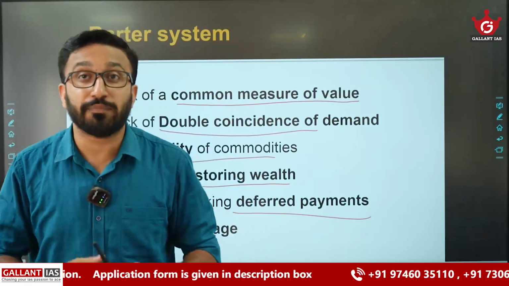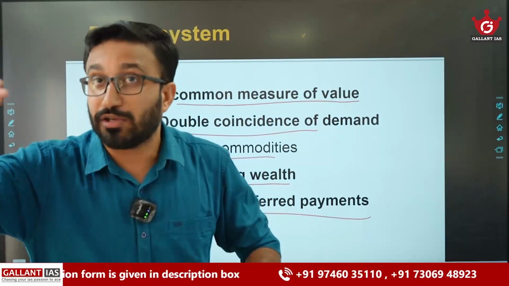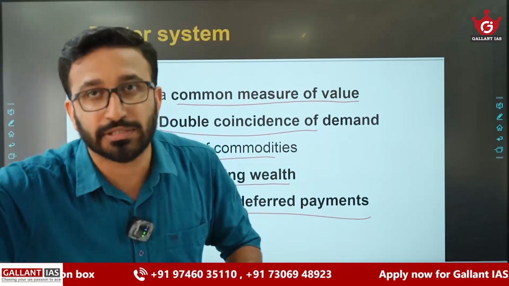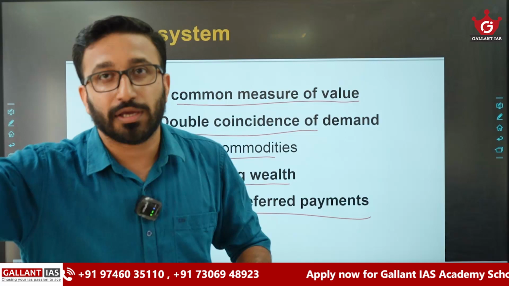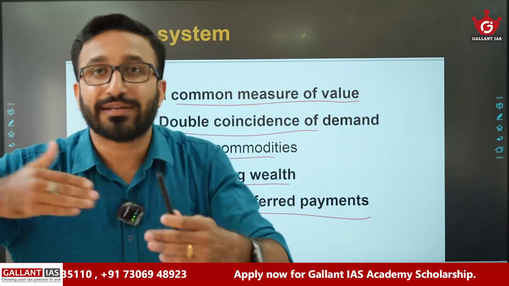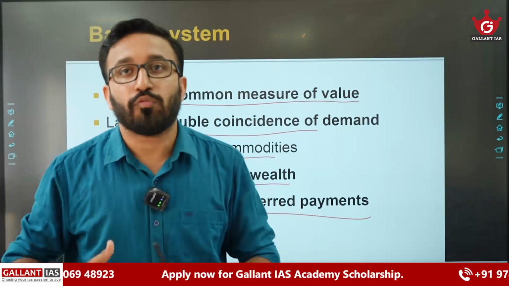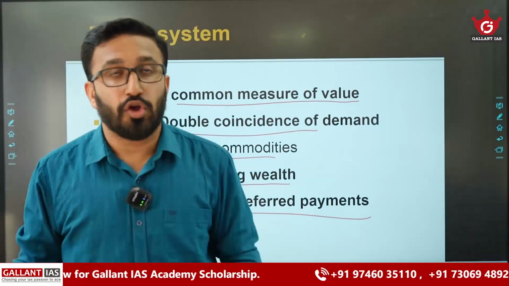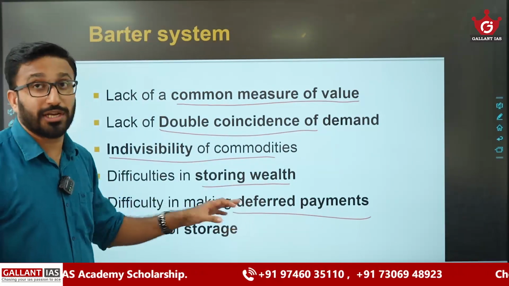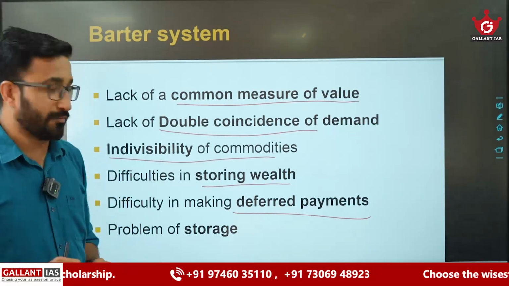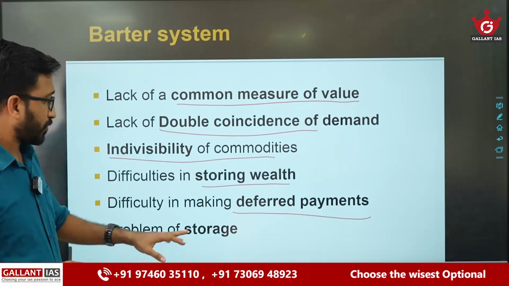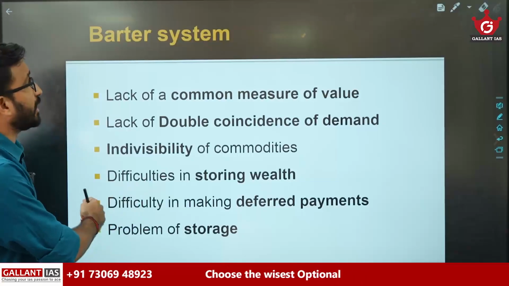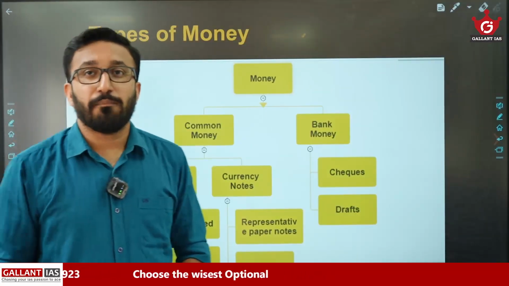See, if the goat dies tomorrow, how can I make that payment? I have made a deferred payment by saying to him that you give me the rice right now, I'll give you the goat after 6 months. If he agrees, then the transaction will take place. But what if the goat dies next day? How can I make my payment? So this is another issue, the issue with deferred payment. Okay, so these are the issues with barter system.